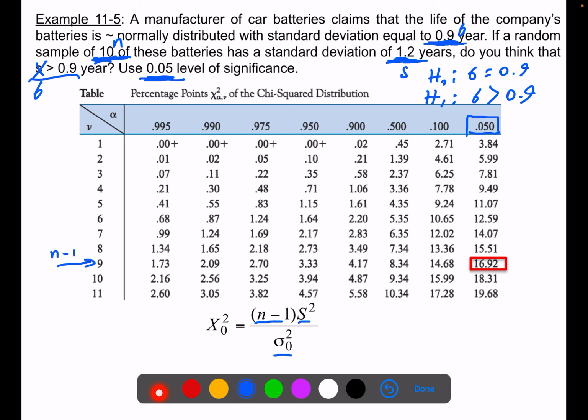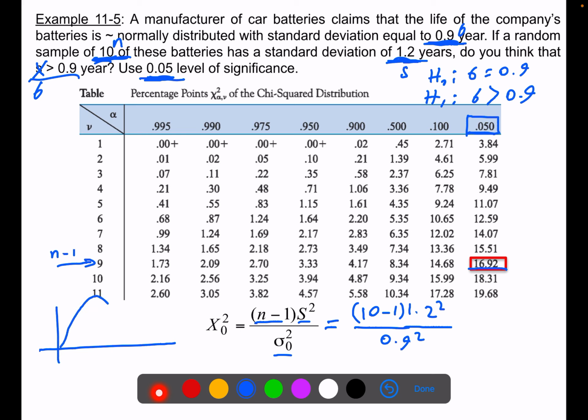So this is my n minus 1, and the intersection is this point, so 16.92. Now all I have to do is compute this value and see whether it is more than 16.92 or less than 16.92. So this value is going to be 10 minus 1 times 1.2 to the power 2 divided by 0.9 to the power 2. So I calculate my x0.